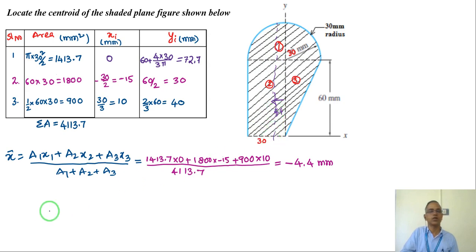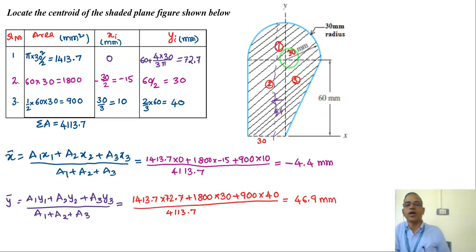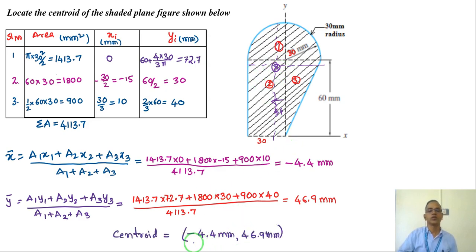Now what is the y coordinate, which is the centroid y coordinate? a1 y1 plus a2 y2 plus a3 y3 by a1 plus a2 plus a3. So here in the y direction I don't have any negative value, so all positive here. So I get 46.9. So total height is something around 60 plus 90. So 90 is a little more than 50%, half of that, somewhere here, right? So something like this will be my centroid. Okay, so this is the centroid, minus 4.4 and 46.9.